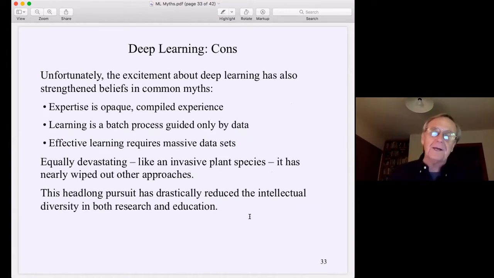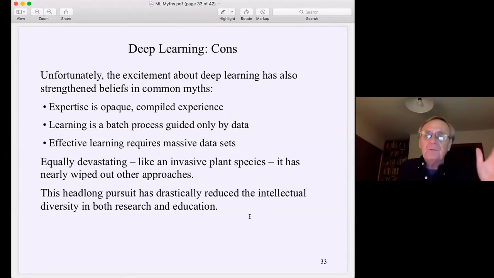There have been some cons. Unfortunately, the deep learning successes have increased people's belief in the myths we discussed before: that expertise is opaque, compiled experience, and that learning is a batch process. Yes, I know deep learning methods do incremental changes, but they run through the training sets many, many times. It's effectively batch, guided only by the data.